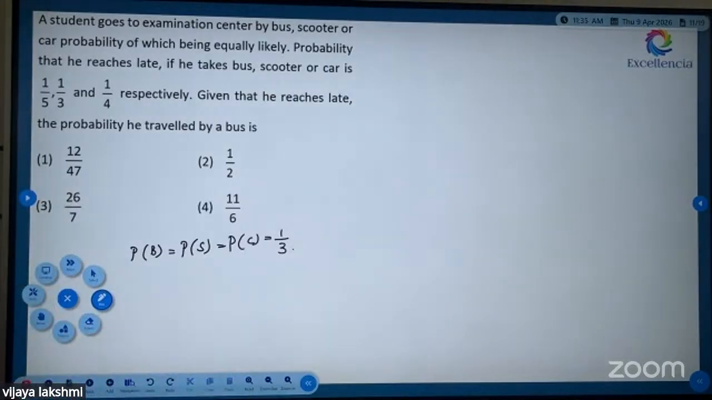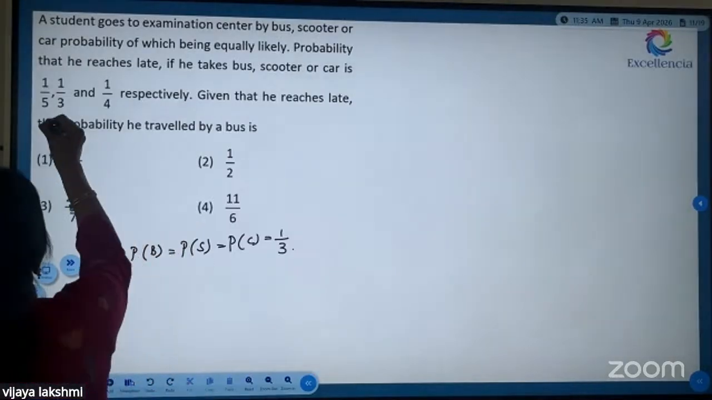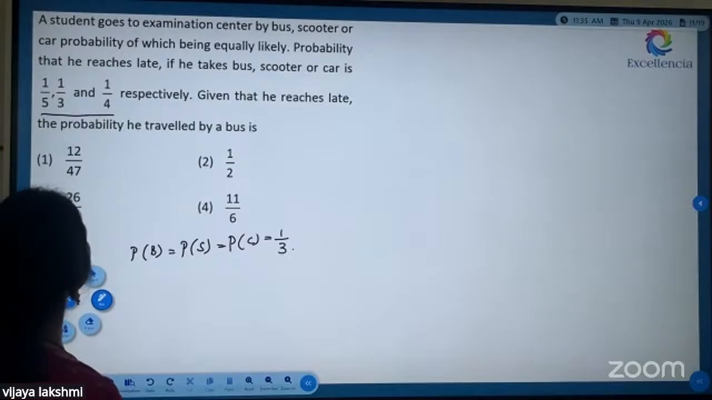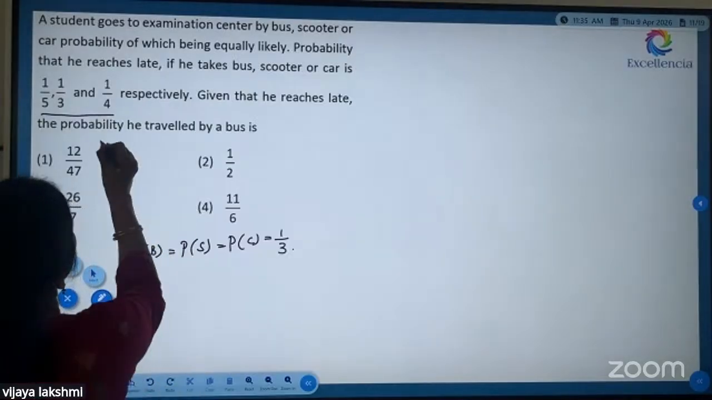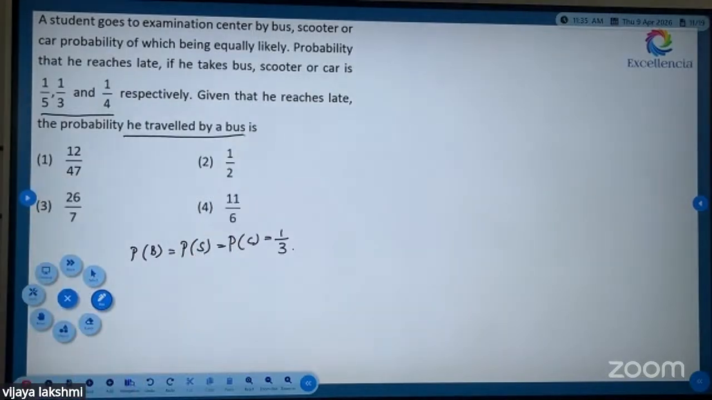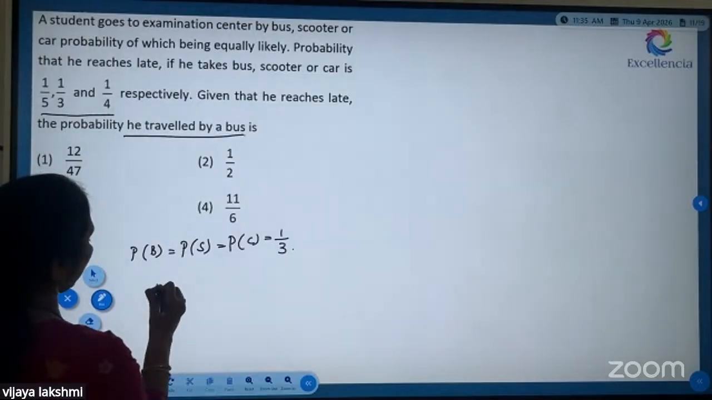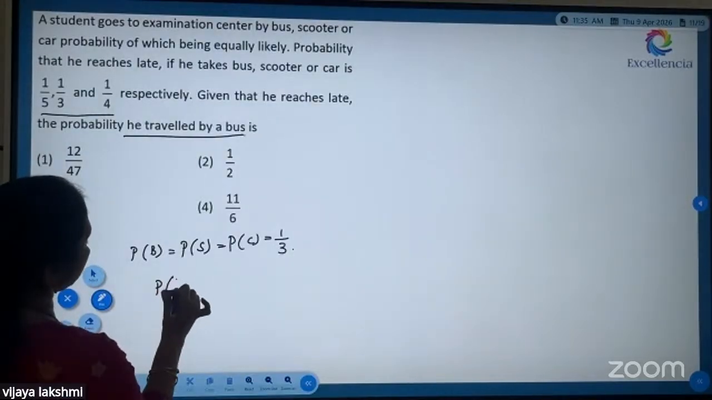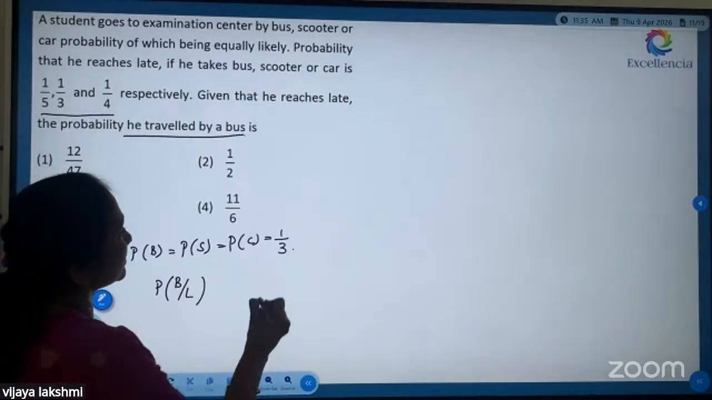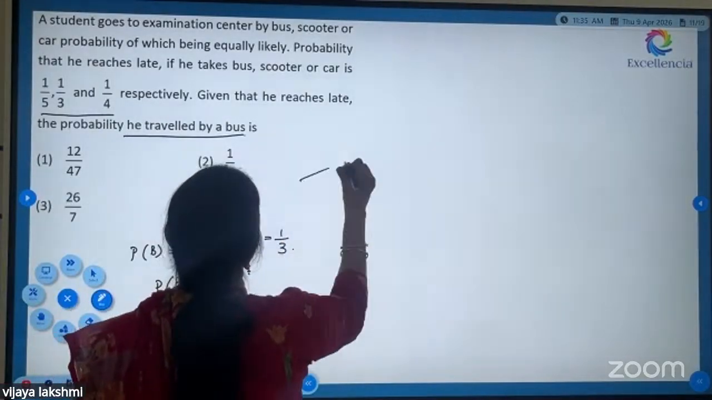And he reaches late. It takes bus, scooter or car. The values are given 1 by 5, 1 by 3, and 1 by 4. Given that he reaches late, how he is traveling, the probability? He traveled by bus. By traveling by bus, he is reaching late. That's why we write it: probability of bus given late.